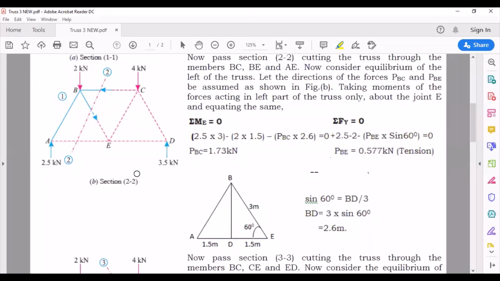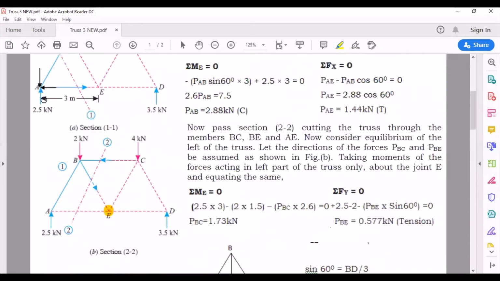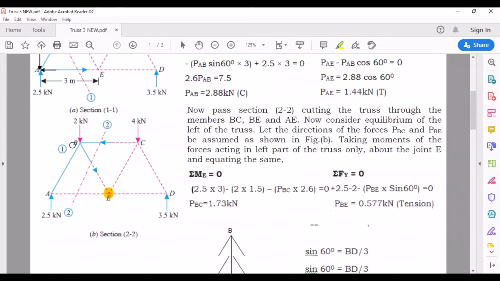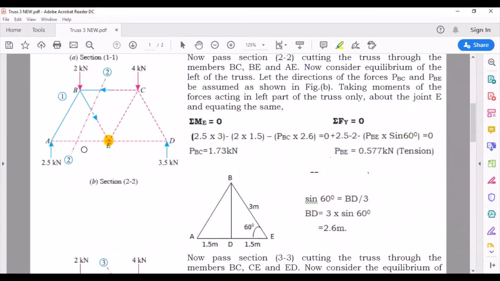In order to calculate the moment, the first one is this reaction, that is 2.5 kilonewton. Moment center is E. 2.5 kilonewton is a vertical force, so the distance to be multiplied is the horizontal distance. The horizontal distance between A and E is 3 meters, we know that. So it is 2.5 into 3. What type of moment is it causing? It is causing a clockwise moment, so I have taken it with a positive sign, that is 2.5 into 3.